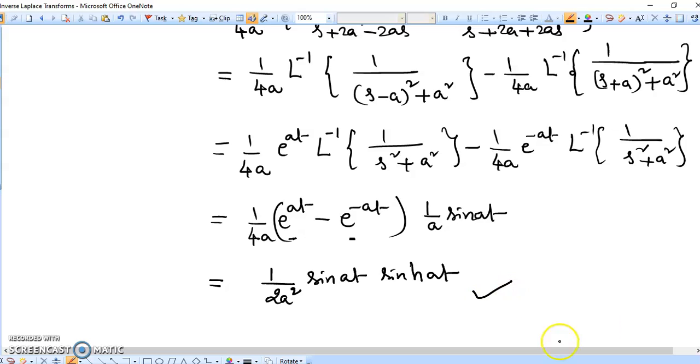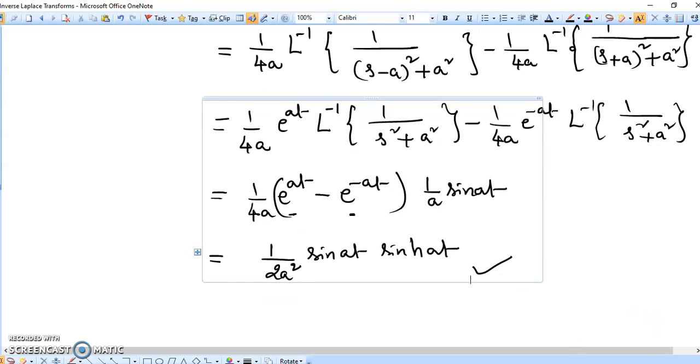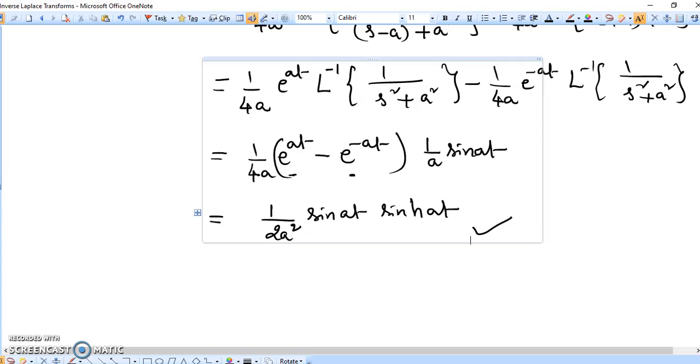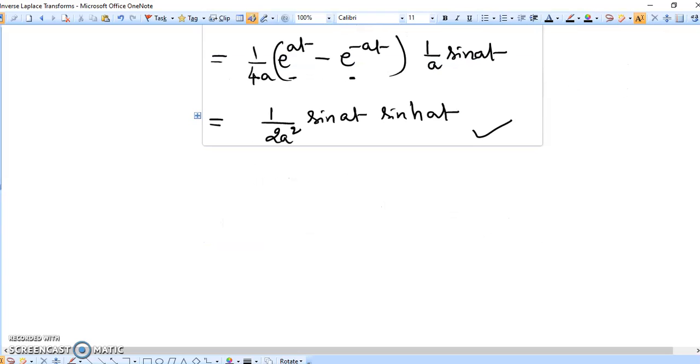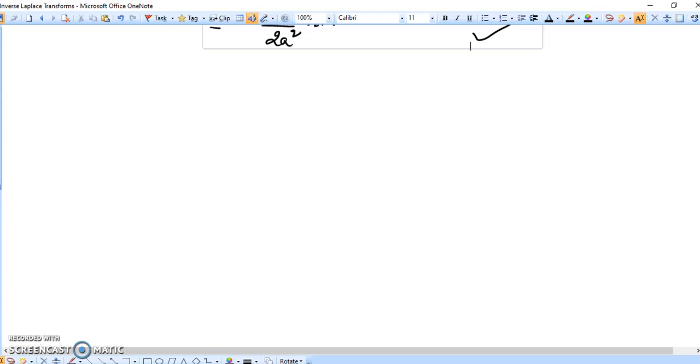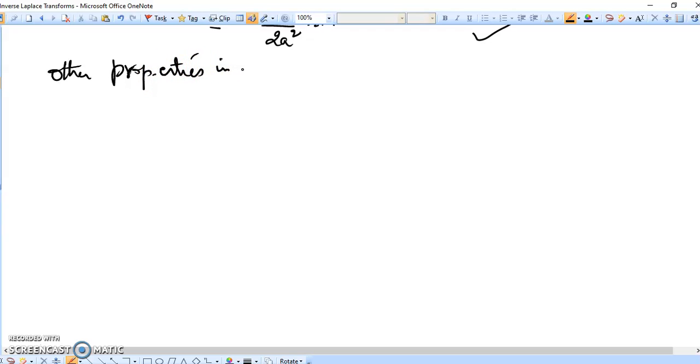Okay, using the inverse Laplace transforms, we have used the partial fractions technique, and not only that, the shifting theorem also we applied. Right. Now, what are the other properties that we have to look into in the inverse Laplace transforms? Let us look at some of the other properties in the inverse Laplace transforms.